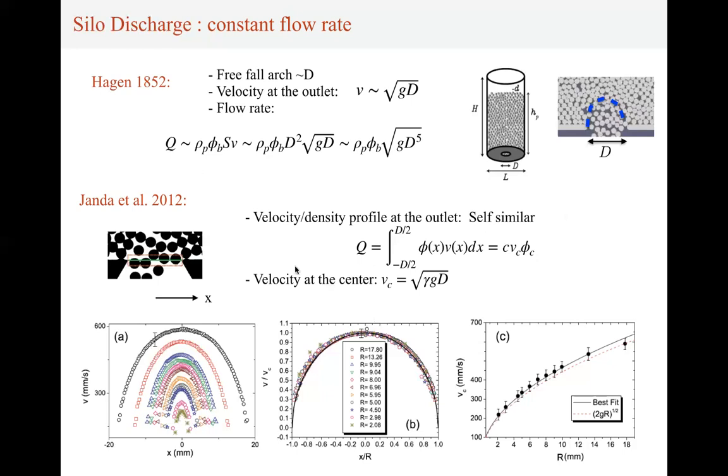They measured the velocity at the center, and they found that the velocity scales as the square root of gD, like shown previously by Hagen.